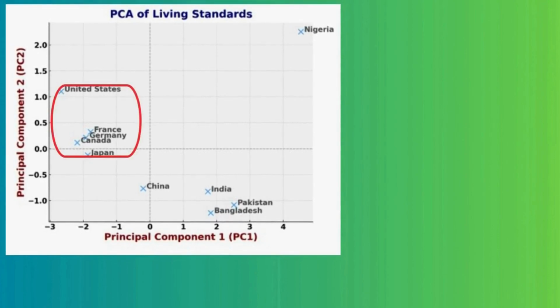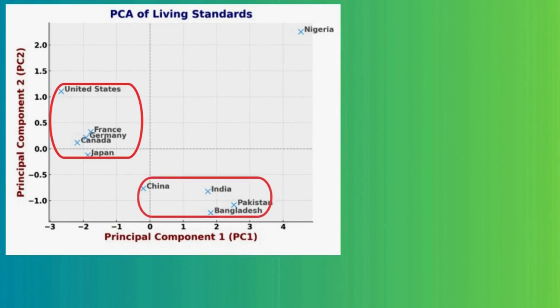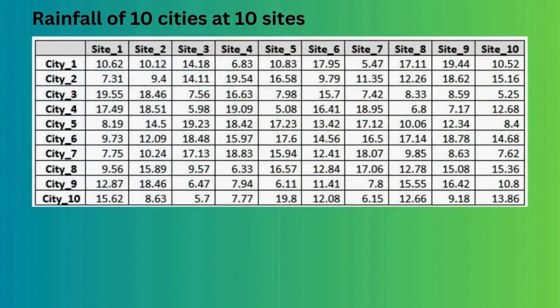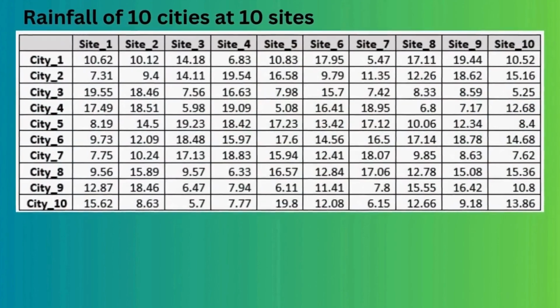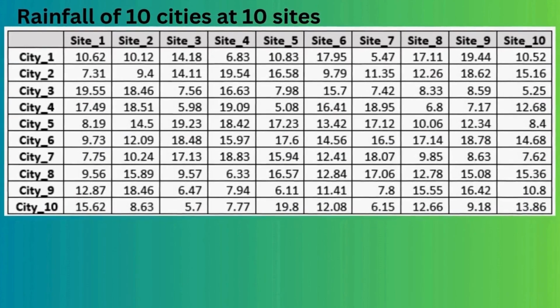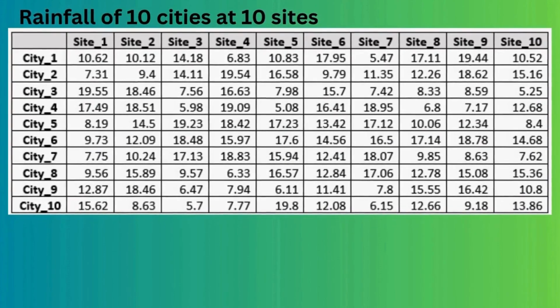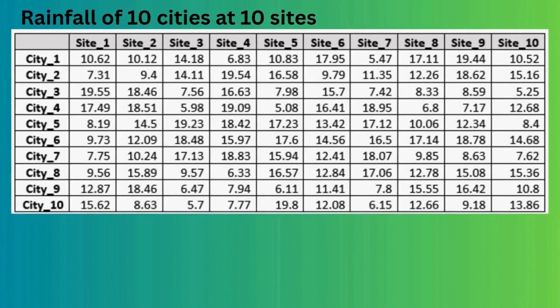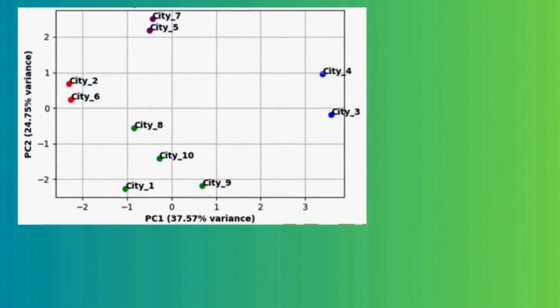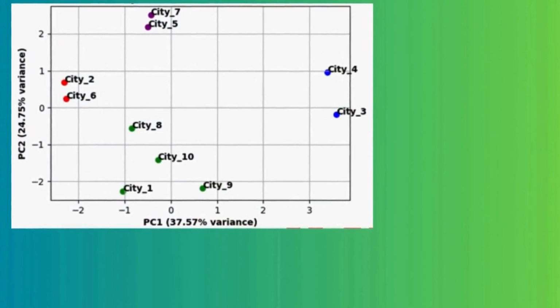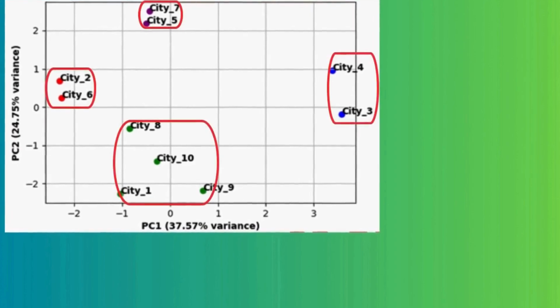So these countries form one group with a similar level of living standard, and this is another group, and Nigeria is far away from the rest of the countries. Another example is the rainfall data of 10 cities in 10 different locations. Here we want to identify the cities with similar rainfall patterns. Let's check out this PCA plot, basically the PCA 1 and PCA 2 plot. You can clearly see here 4 distinct groups of cities.